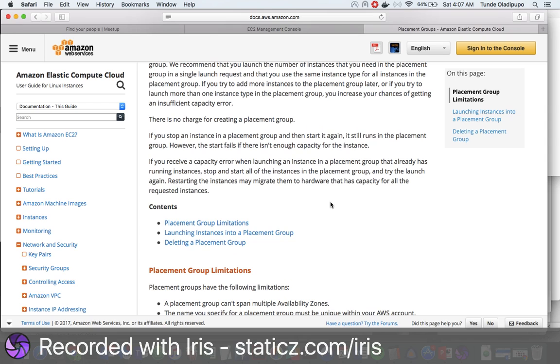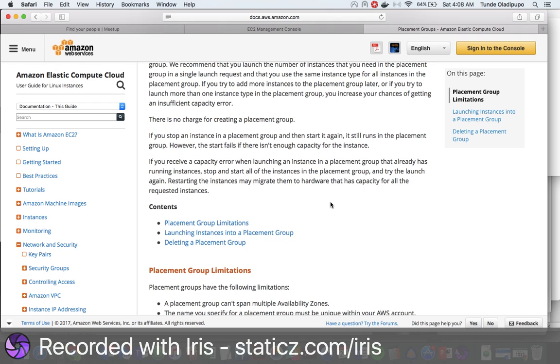Also, you don't have to create all your instances at the same time that you create your placement group. You can create your placement group and launch your instance into the placement group. Now, it is advisable to have instances of the same type in the same placement group, so that there will be enough space. AWS is going to be able to accommodate instances that are the same type, unlike the case of having instances of different types.